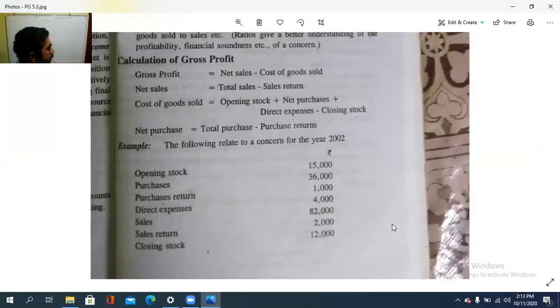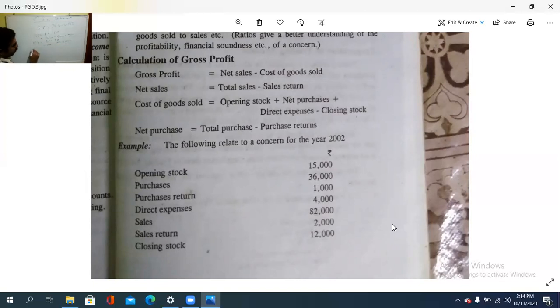So GP is equal to net sales minus COGS. Net sales is equal to total sales minus sales returns. Sales 82,000 minus sales return, it is 2,000. So 80,000 is the net sales. Like the same, net purchases also we need, because there is purchase return. So total purchases minus purchase returns. How much is total purchases? 36,000 minus how much? 1,000. So 35,000 is the net purchases.